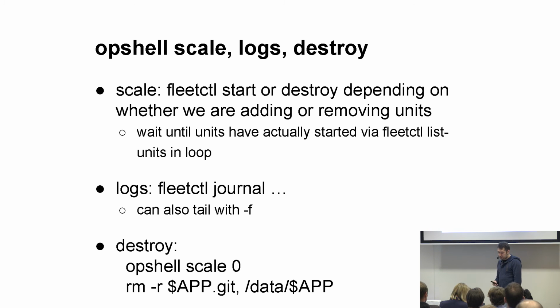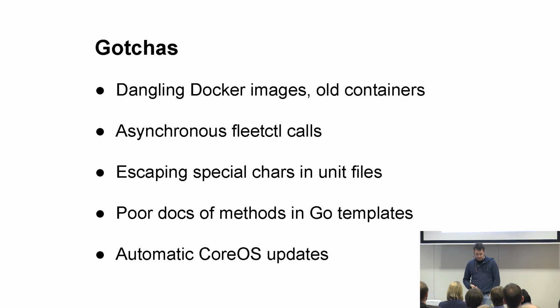So opshell scale, logs, and destroy essentially just use fleetctl under the hood to start and stop units, depending on whether the current number of running units is greater or less than the target. There is no configuration state stored anywhere in the cluster other than in etcd, so I use that information. Opshell logs just uses fleetctl journal. You can also tail them if you want. And finally, destroy just scales back down to 0 and then removes all references to your app from the file system, like the Git repo and the data directory. So I ran into a few gotchas, which I'll run through real quick.